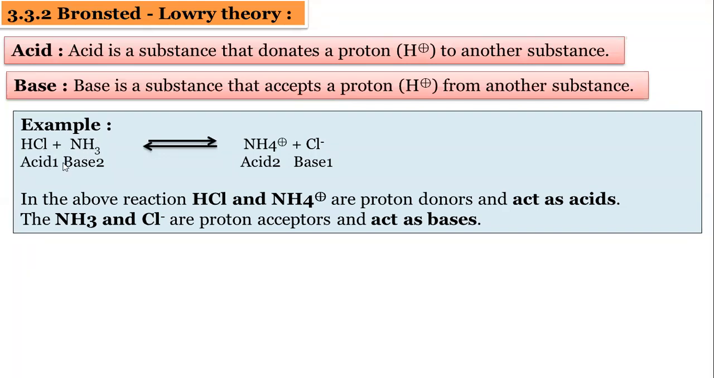HCl is acid 1, NH3 is base 2. This double-headed arrow which is shown is called a conjugate acid-base pair. I am coming to that concept: what is meant by conjugate acid and what is meant by conjugate base. So according to this Lowry-Bronsted theory, HCl is an acid because it donates a proton. NH3 is a base because it accepts a proton.